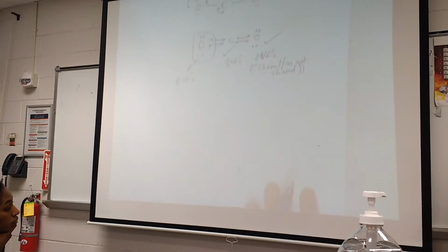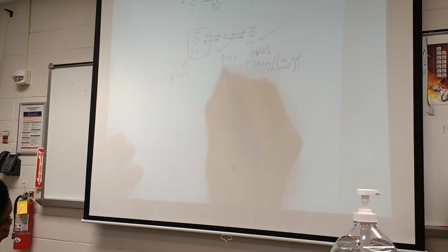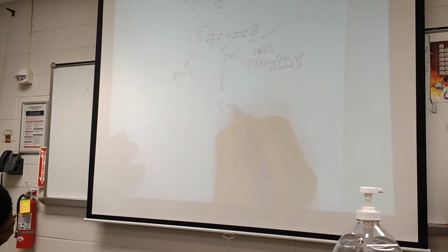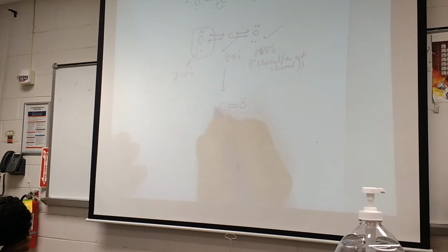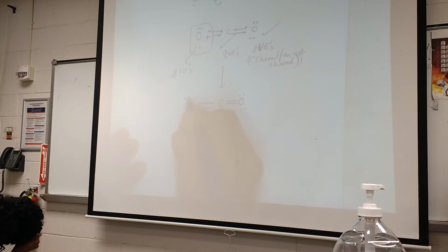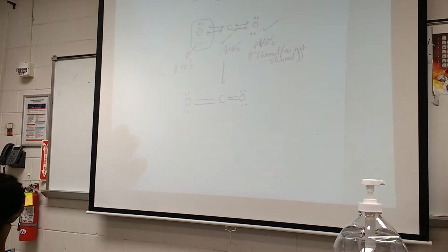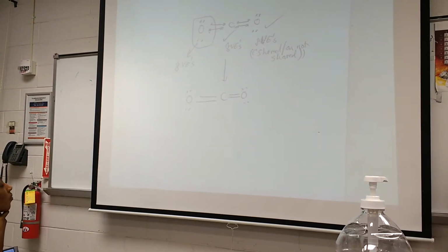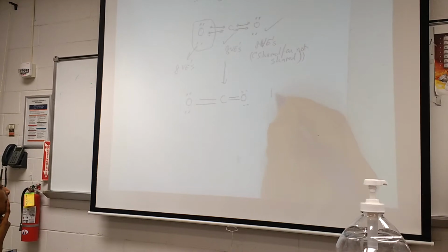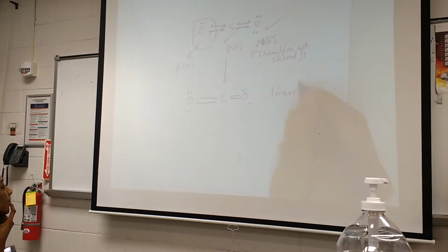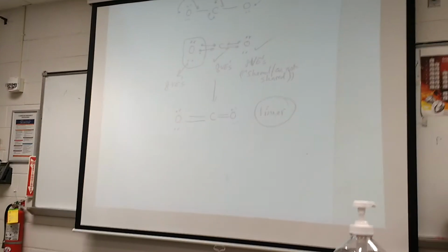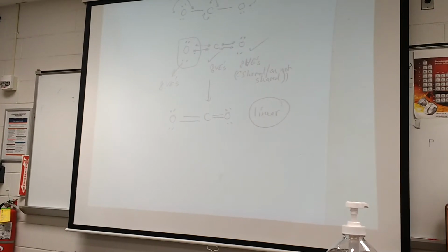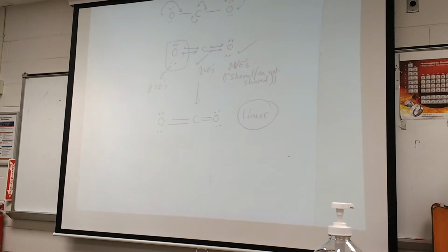So then the final structure will be, here it is. Correct? So this one has the shape of linear. So this is linear. Any questions so far? The last topic, and then we'll start doing some examples.